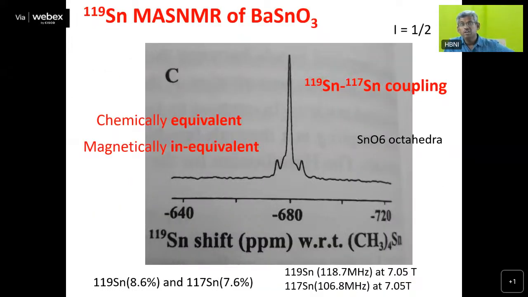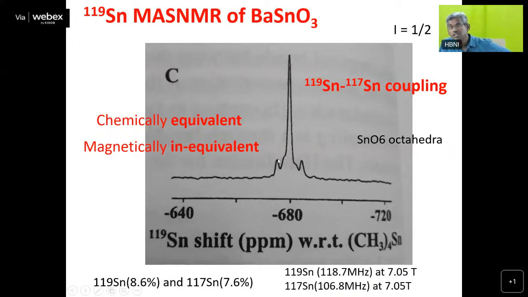But if you take a compound like barium stannate, calcium stannate, strontium stannate, they are a very important class of compounds, technologically also important. These belong to a category called perovskites. Barium stannate is an example of a perovskite compound. So these perovskites have a highly symmetric structure. Once you have a highly symmetric structure, you see side bands are very, very less. You can see a single peak. Of course, spinning speed must be quite higher.